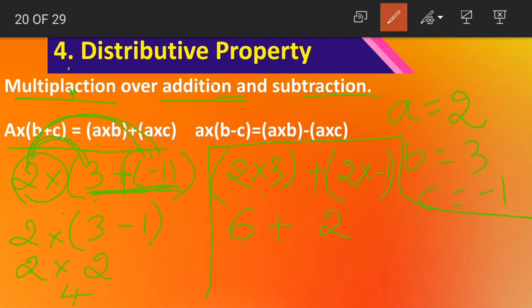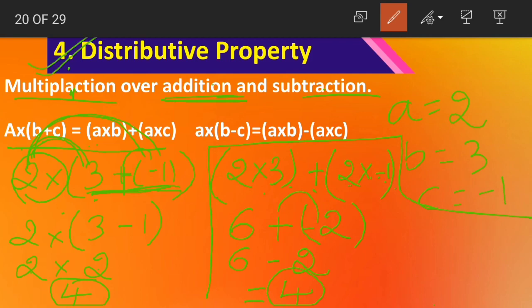Coming to the sign, plus into minus becomes minus. Again 2 different signs. Plus into minus becomes minus. Then we have 2. What is 6 minus 2 equal to? 6 minus 2 is equal to 4. Look here, LHS is equal to RHS. So we can say that the multiplication over addition of integers follows distributive property.